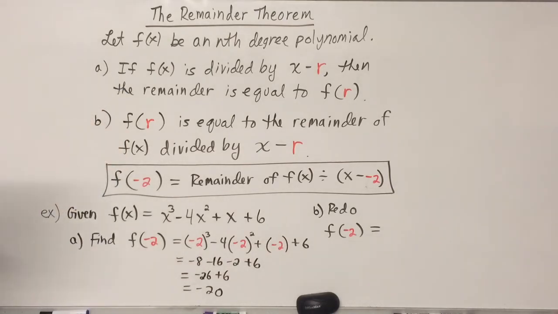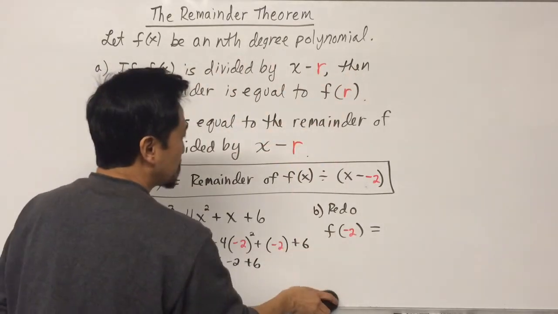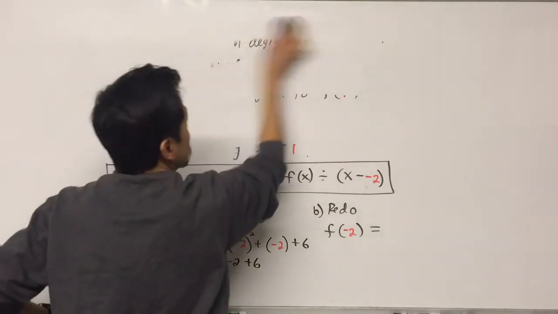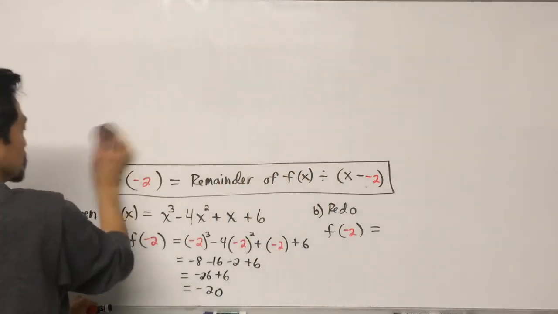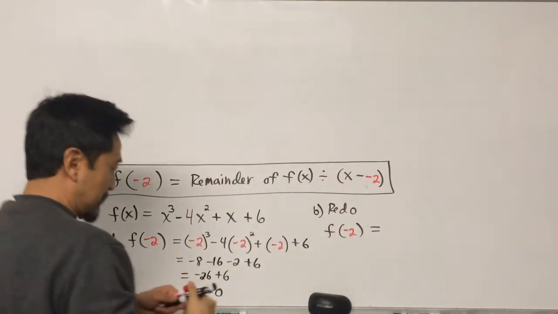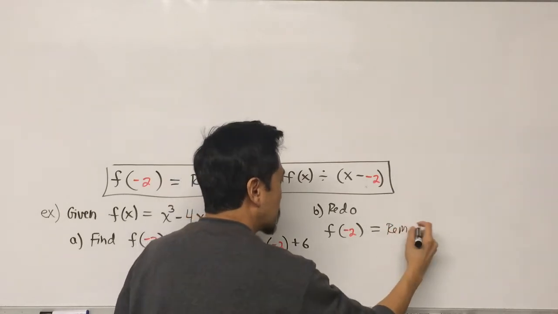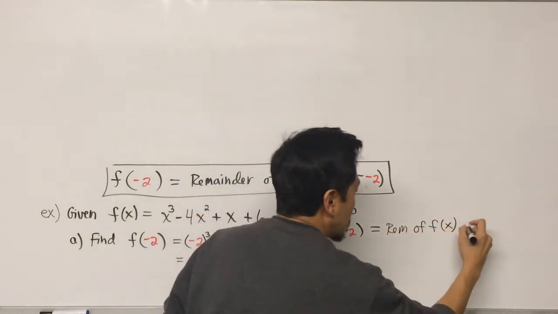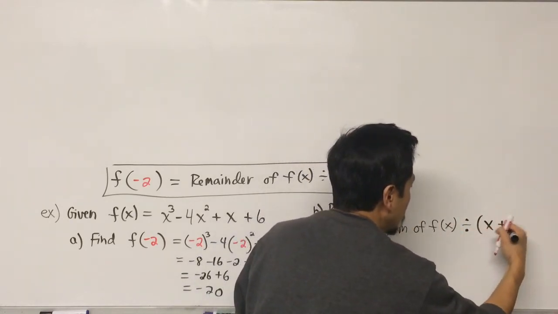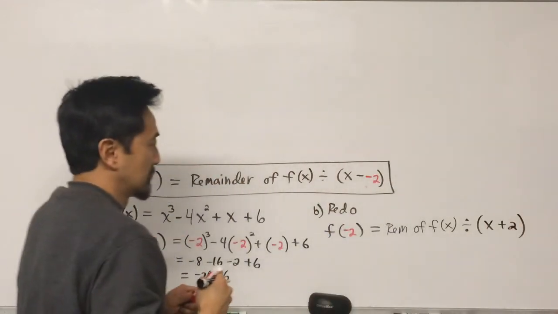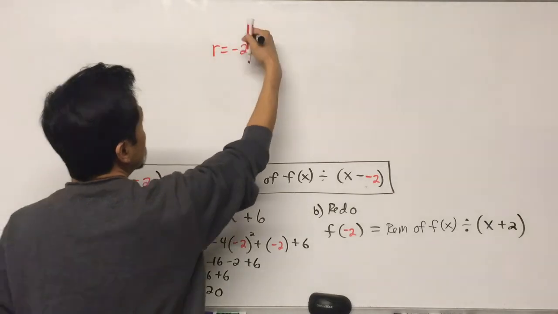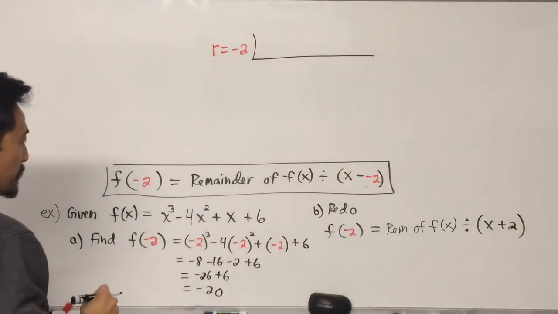Okay? So, if you don't mind, I'm going to erase this top part here. I'm running out of room. And now let me go ahead and perform our synthetic division up on top, because I need to find the remainder of f divided by x minus a negative 2, which really means x plus 2. Okay? So, you're going to use an r value of negative 2 and then perform the synthetic division.